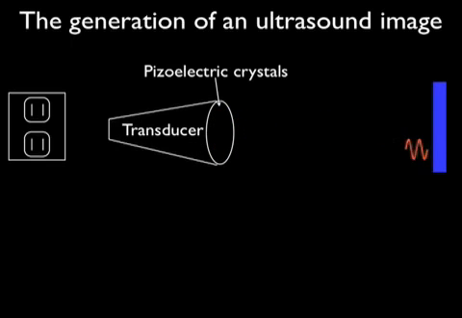The sound wave bounces off of an object and returns towards the transducer. When the sound wave strikes the transducer, the piezoelectric crystals will vibrate once again. This time, however, the crystals will convert the mechanical sound energy back into electrical energy. It's this electrical energy that's fed into the computer system and processed to produce an ultrasound image.